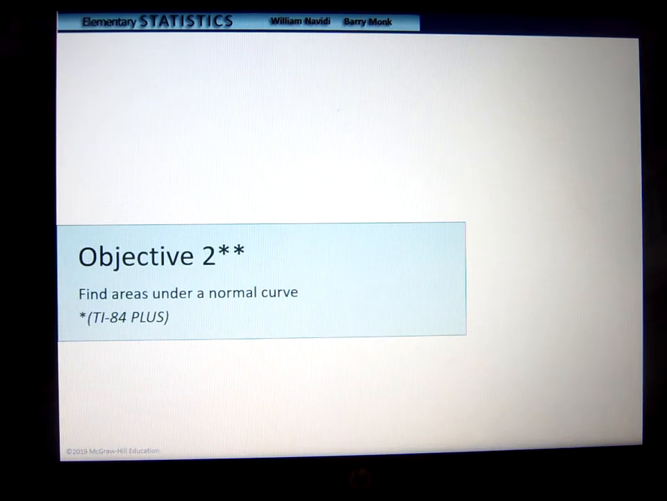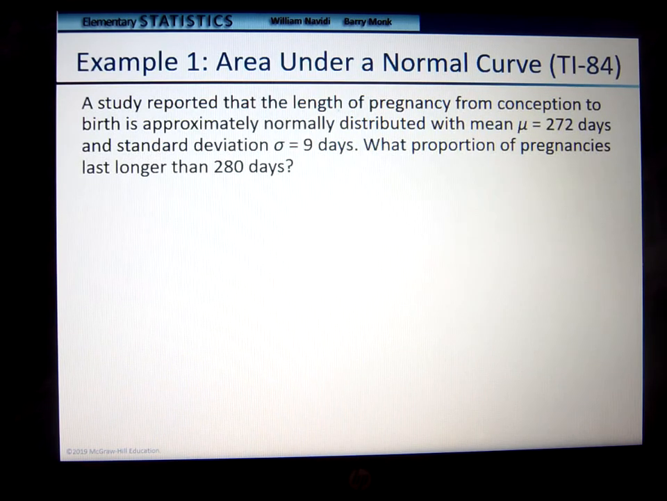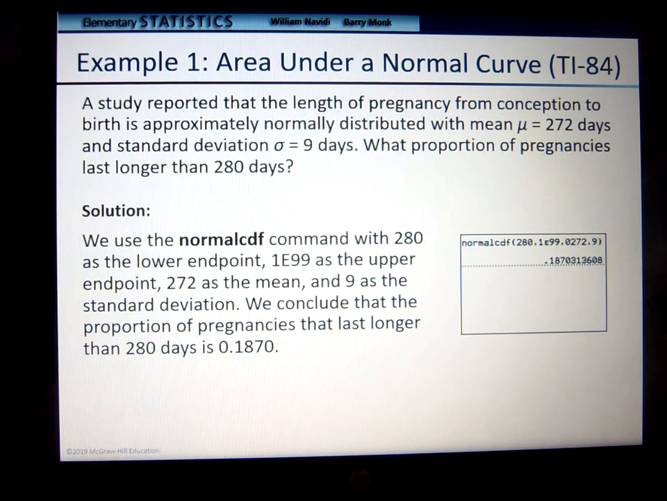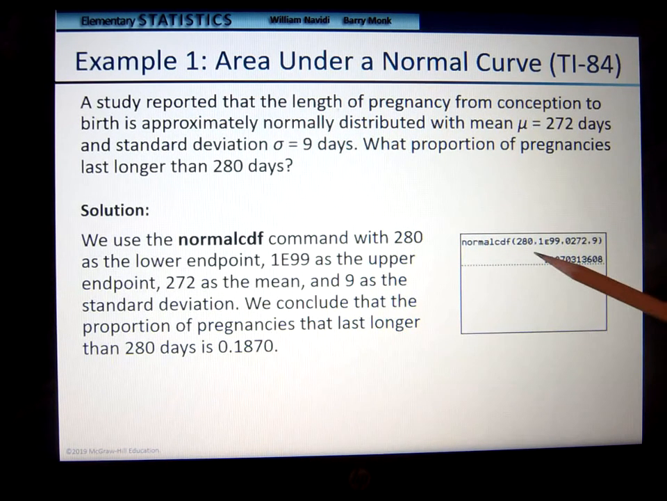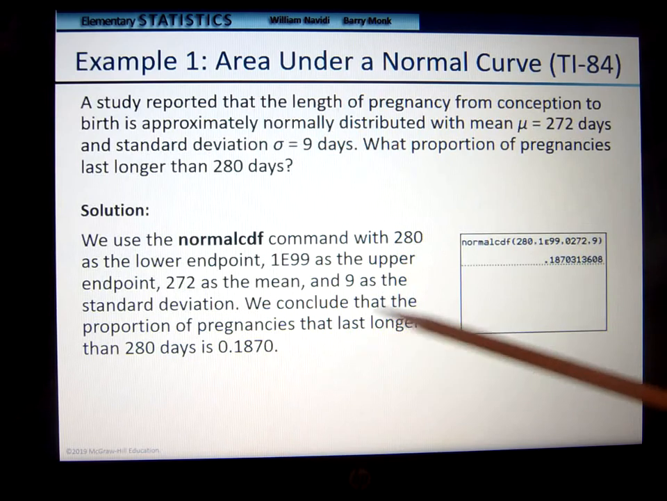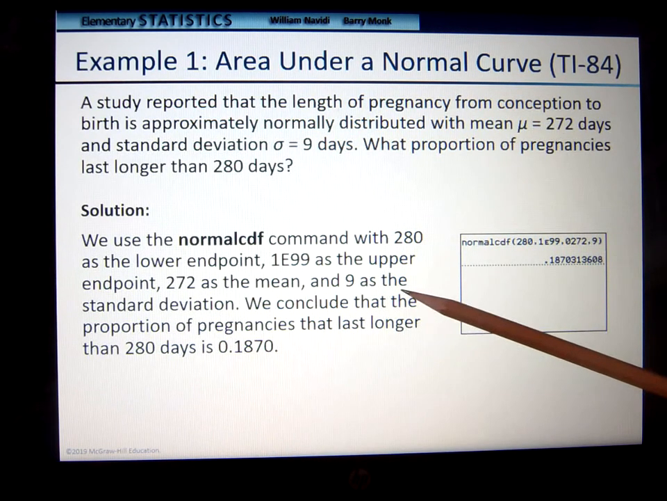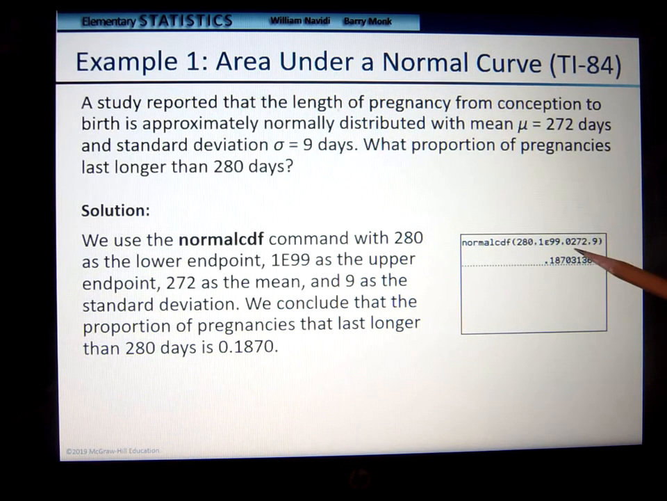Let's find the area under the normal curve using your TI-84. A study reported that the length of pregnancy, again, same question, mu 272, standard deviation of 9. What proportion of pregnancies last longer than 280 days? Well, we can use our normalcdf command with 280 as our lower endpoint and 1E99, as in 1 and 99 zeros, as our upper endpoint.